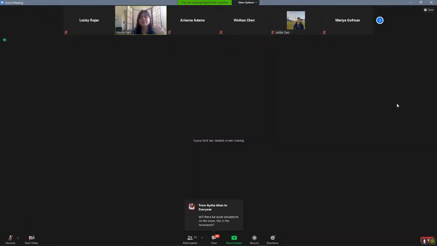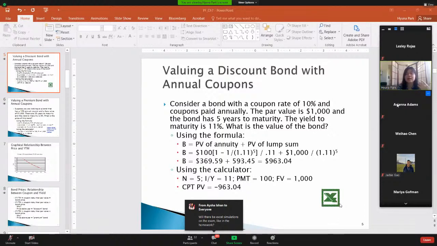So based on this explanation, all the calculations should be straightforward. So, valuing a discount bond with annual coupon. Consider a bond with a coupon rate of 10%, coupon paid annually, par 1,000, 5 years until maturity. If yield is 11%, the market rate is higher than the coupon rate. Then this bond is not as attractive as others. So markets are applying an 11% discount rate, but this bond is paying only a 10% coupon. So this is a discount bond. So without doing any calculation, you should know that my answer should be less than $1,000. If not, something is wrong in my calculation.